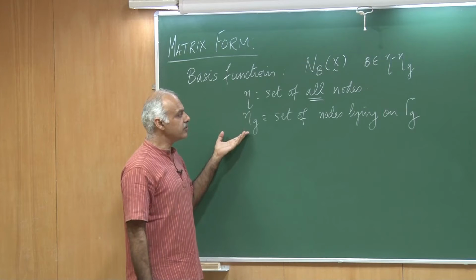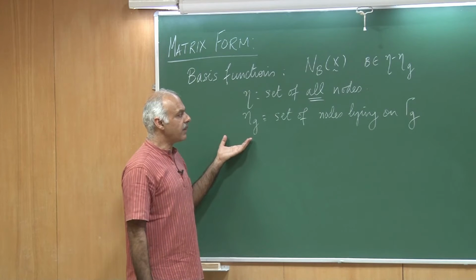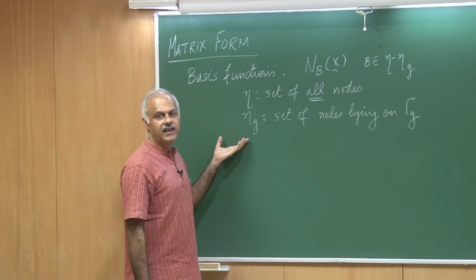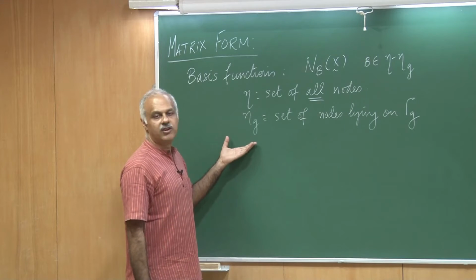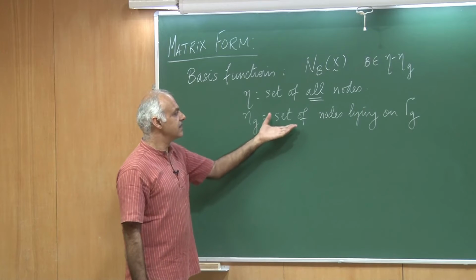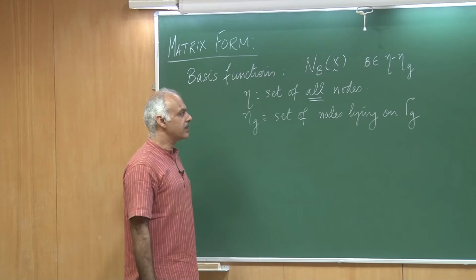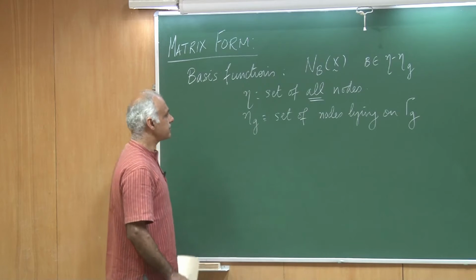Let me recollect for you that we could have a boundary gamma. So, the entire boundary could be gamma g and there may not be a component of gamma h, but the reverse is not allowed. We must have at least some Dirichlet boundary condition for the problem to be well posed.